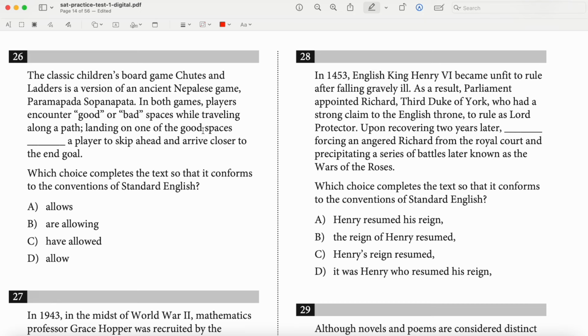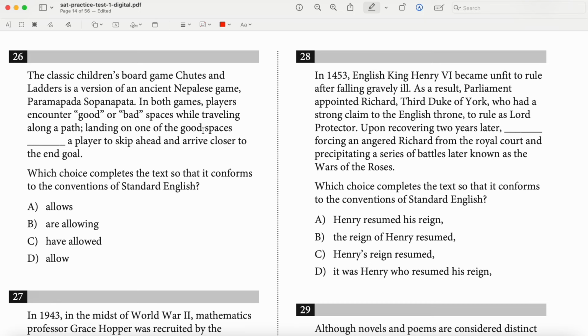Because a lot of students are going to think spaces is the subject, but it's not. Of the good spaces is describing one, and on one is describing the landing. But the whole subject is landing on one of the good spaces. And that's one thing. Does that make some sense? Yes, it does. Maria, does that make some sense why that's one singular subject, landing on one of the good spaces? Yeah, it does. That's tough.